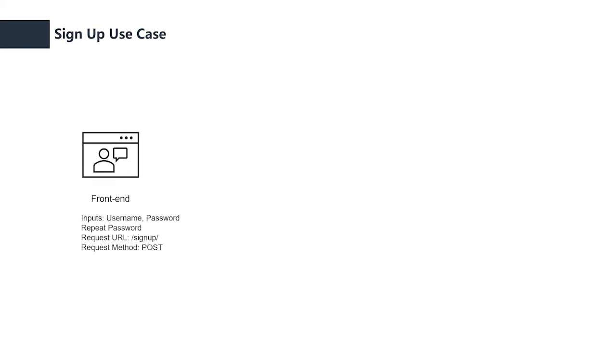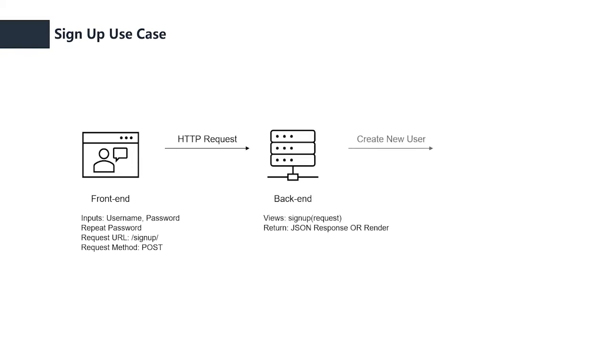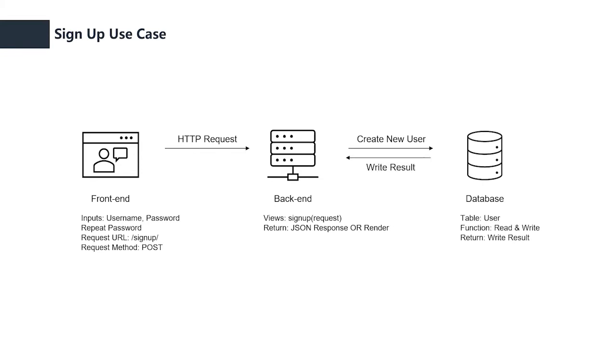In the registration use case, the front end sends the user's input to the backend as an HTTP post request, and the corresponding function on the backend accesses the database and compares the existing user data table. When the user's input matches the criteria, the function writes the new user's data in the user data table.